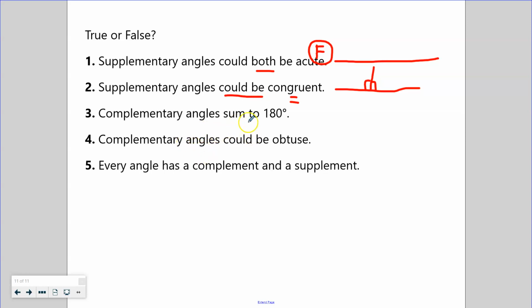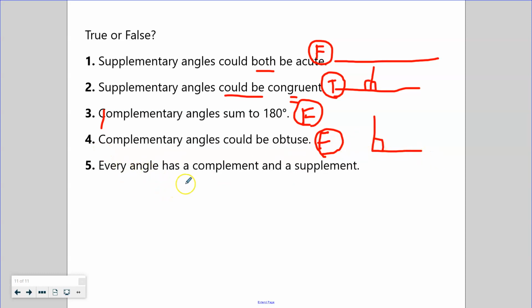Complementary angles sum to 180 degrees. That is incorrect. Remember, you draw a little line down, it forms a 90. So we would say that's false. Complementary angles could be obtuse. That's just not true, because complementary angles add up to 90 degrees, so they have to be within this box. So that would be false, because obtuse angles are greater than 90, and complementary angles are 90 total, so they can't be more than it.